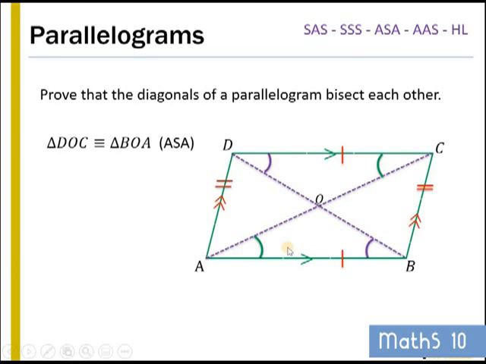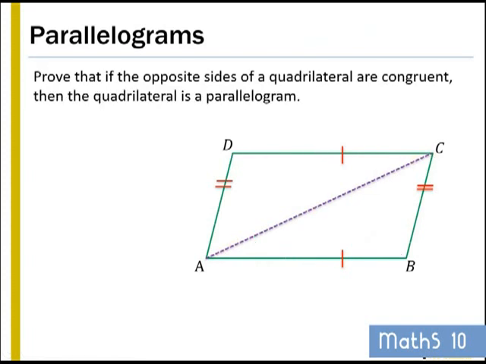by angle side angle, because they have this angle, this side, and this angle in common. So that means that the length DO is equal to the length BO, and the length OC is equal to the length OA. So O is the midpoint of BD and the midpoint of AC.